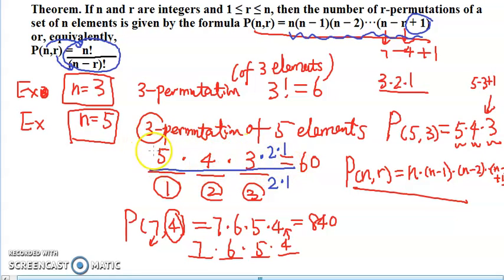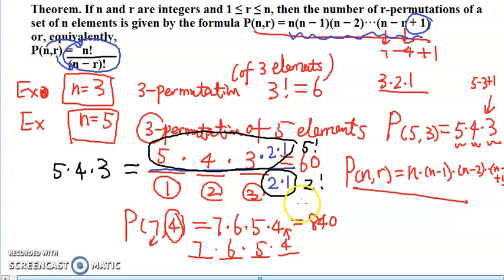After I multiply 2 times 1 on the top and the bottom, it's going to be the same as 5 times 4 times 3. So there's no difference. But in this way, the top becomes a perfect factorial, which is 5 factorial. And the bottom is also a factorial, 2 factorial. So that's why we can write 5 times 4 times 3 as 5 factorial divided by 2 factorial. So this is 5 factorial on the top and 2 factorial on the bottom. So they are equivalent.